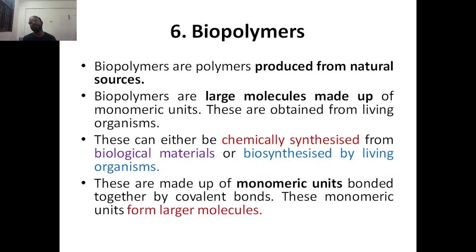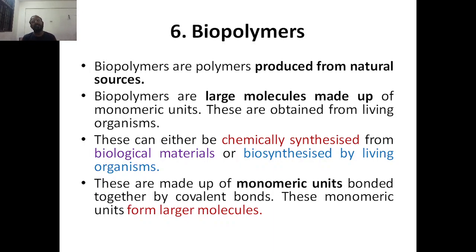So these can either be chemically synthesized from biological materials, or synthesized by the living organism itself. For example, we have cellulose from the plant, but I have extracted that by using some chemical techniques. Then you can call it chemically synthesized from biological materials.